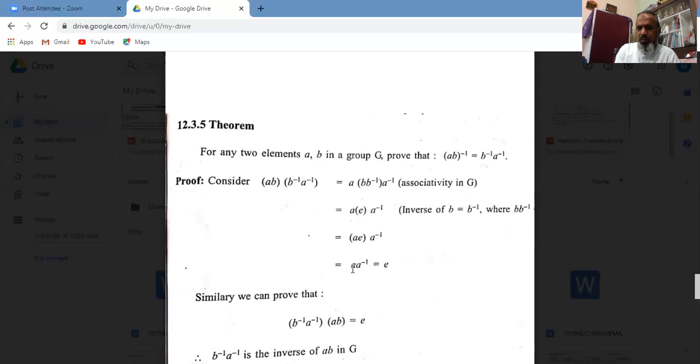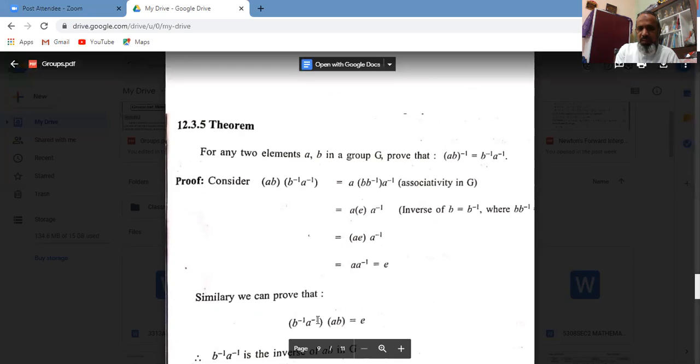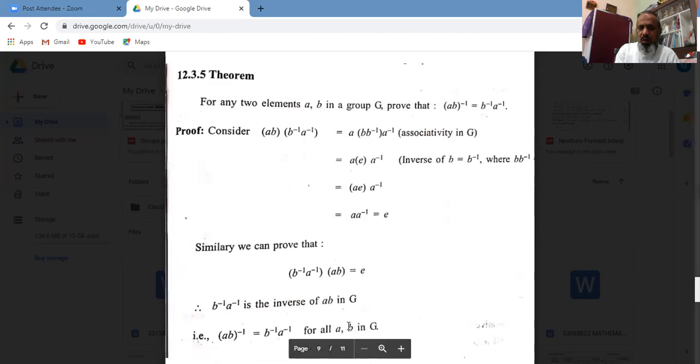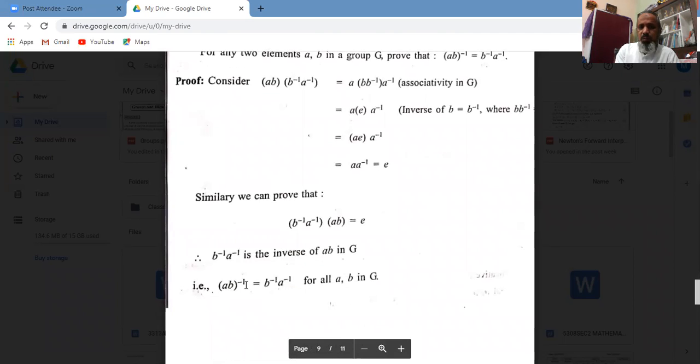AE is equal to A into A inverse. A into A inverse is equal to E. So the product of AB and B inverse A inverse is E, means B inverse A inverse is the inverse of AB. So we can write B inverse A inverse is the inverse of AB, or B inverse A inverse is equal to AB whole inverse. So AB inverse is equal to B inverse A inverse.